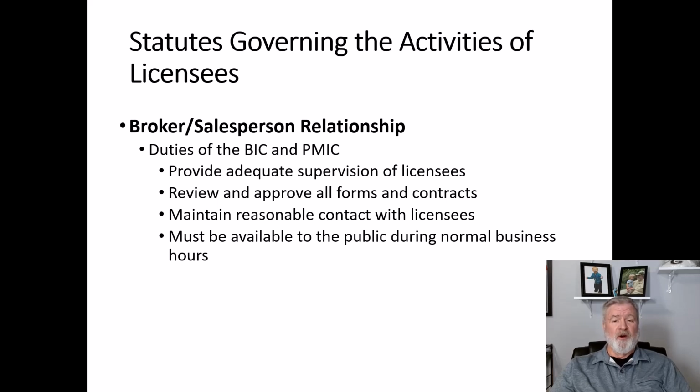But what I do know is if there's an issue, if one of your licensees gets in trouble, who's going to be responsible? The broker in charge. Because it's the broker in charge. They by law have to supervise and maintain reasonable contact with all their licensees. So if it's not happening and a licensee gets in trouble, the broker in charge is going to be responsible for it. But then the fourth one here says they must be available to the public during normal business hours.